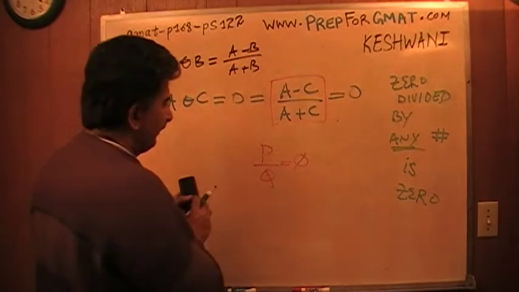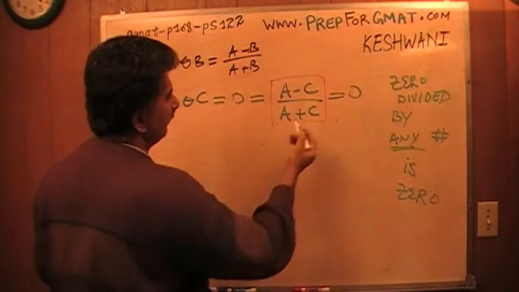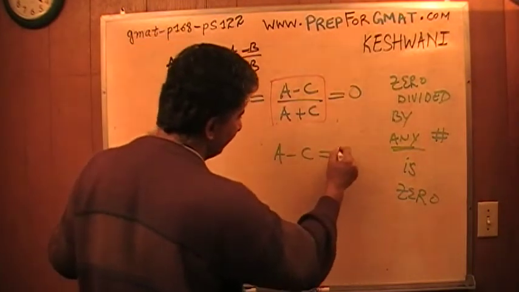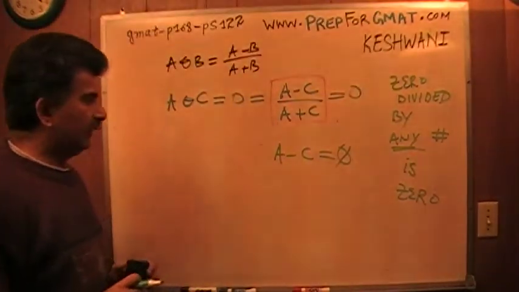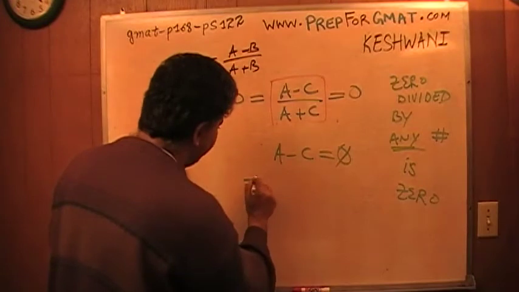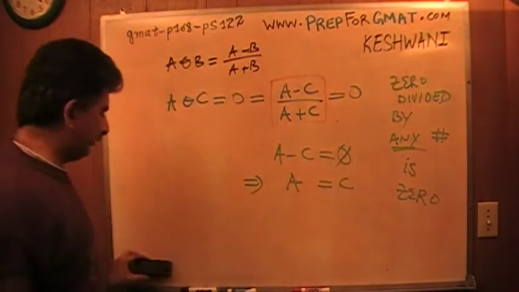So, now that we understand that, since we are told that A minus C over A plus C equals 0, A minus C must be 0. This quantity must be 0. The only way A minus C will be 0 is if A equals C. And that's all.